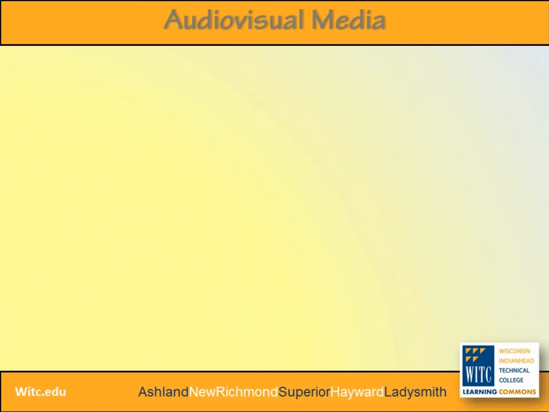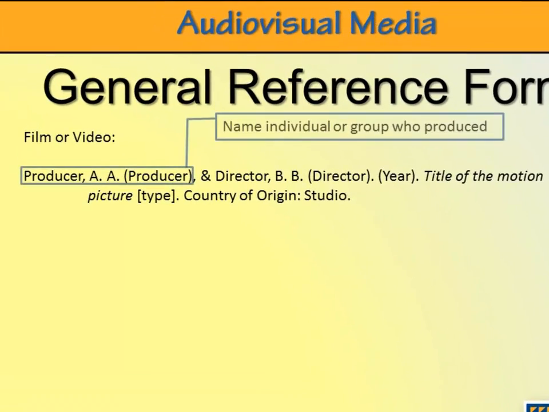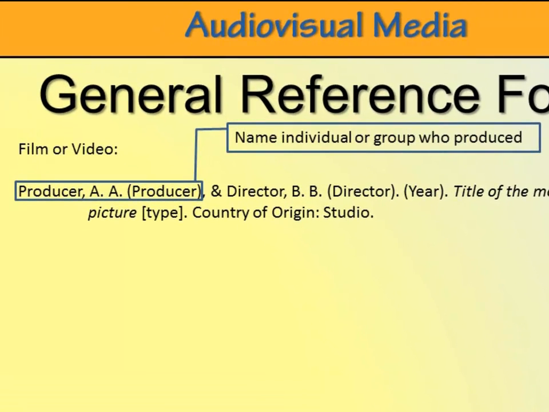Last here, I'm going to talk about audiovisual media. Now, first, if you're doing a film or video, since there's no author, you need to start with the producer. You need to have the producer's last name, and then you need their first name, middle name, initials. And then in parentheses, you need to have them listed as the producer.